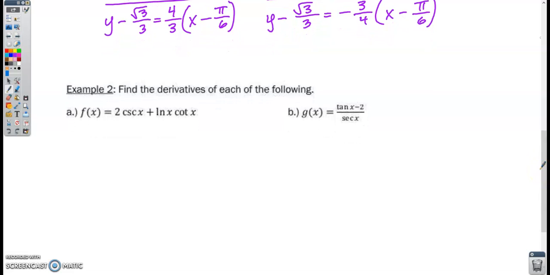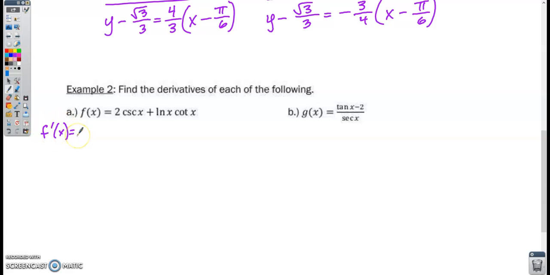Find the derivatives of each of the following. So first we start with f of x equals 2 cosecant of x plus the natural log of x times cotangent of x. And again, we're just building and building these rules on top of one another, so we need to continue to apply the rules that we already know.